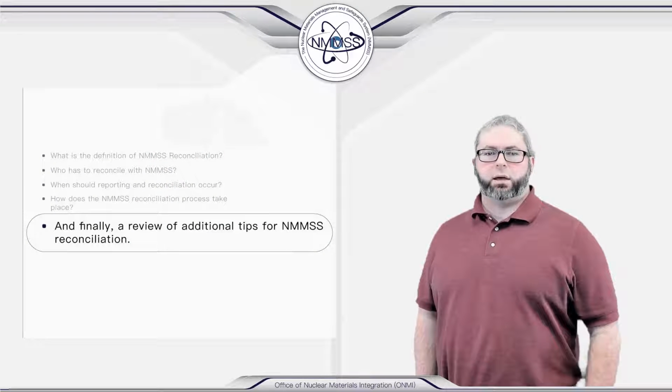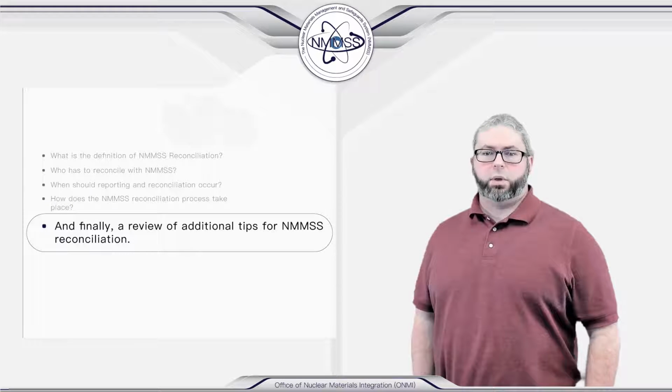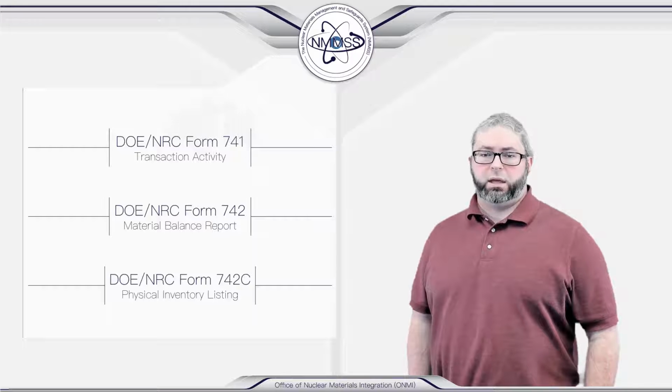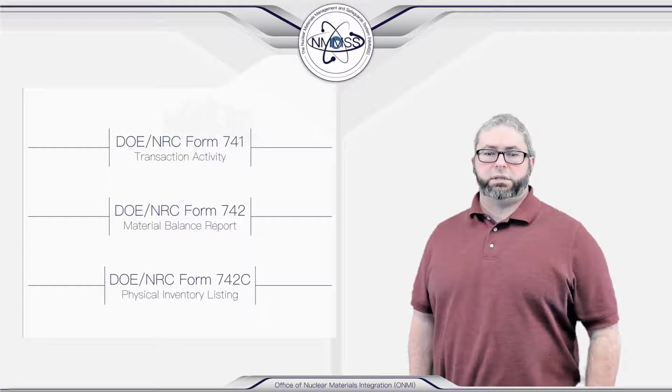So Brandon and I have reviewed the what, who, when, and how concerning NMMS reconciliation. Remember the three key forms used in reconciliation: DOE NRC Form 741, Transaction Activity; Form 742, Material Balance Report; and Form 742C, Physical Inventory Listing. The data from each of these forms are key components of reconciliation.